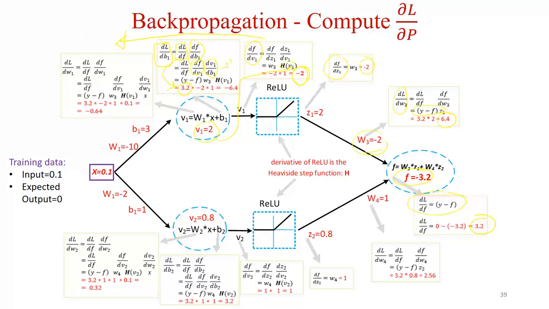Now, delta L over delta W1 equals delta L over delta F, which is 3.2 here. Notice I'm not propagating expressions, rather I'm propagating results. Delta F over delta W1, I know this whole thing, I have computed it already, equals minus 2. And delta V1 over delta W1 equals X, which is 0.2. That is minus 0.64. Similarly, when I propagate back here, I propagate the results rather than the expressions. There is no need to propagate the expressions. Either way, whether you propagate expressions or results, you are doing backpropagation. But it's easier to propagate results rather than expressions.